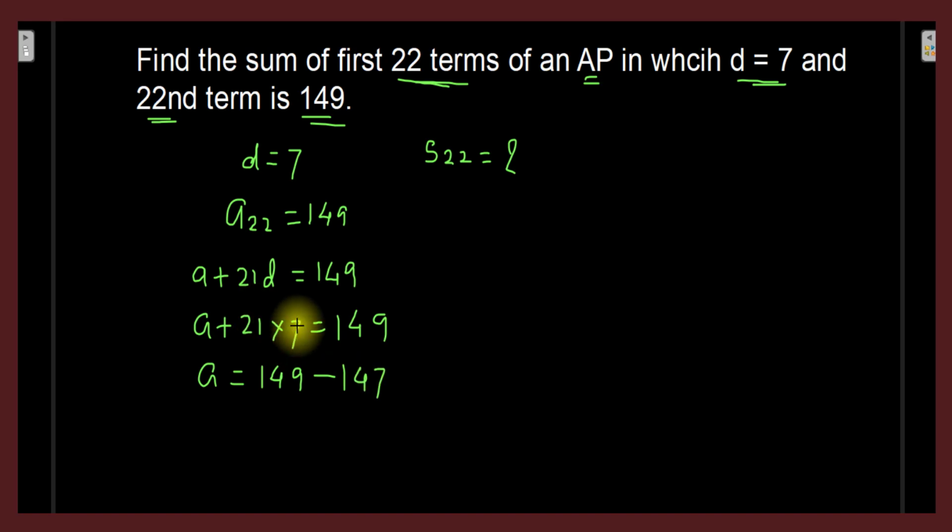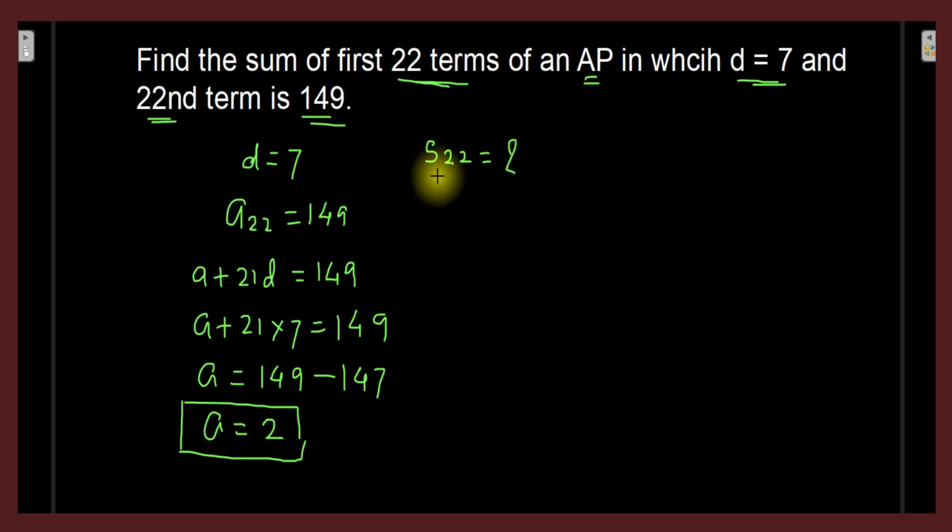7 1s are 7, 7 2s are 14, 147. Taken to the other side, the sign will change to minus 147. So 149 minus 147, that a will be equal to 2. So highlight the value of a, because this is the first important step that you have got, and the marks are allotted at this point. So you have to highlight these special parts of the question or your solution.